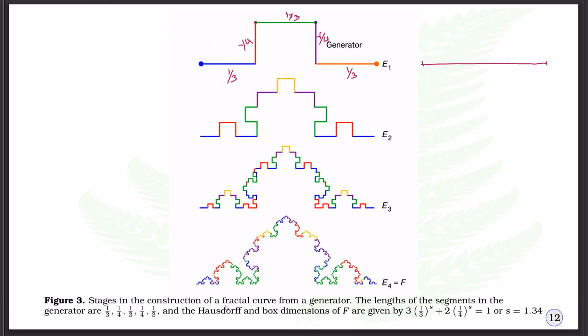So, at this stage in the construction of a fractal curve from a generator, the lengths of the line segments in the generator are 1 by 3, 1 by 4, 1 by 3, 1 by 4, 1 by 3.